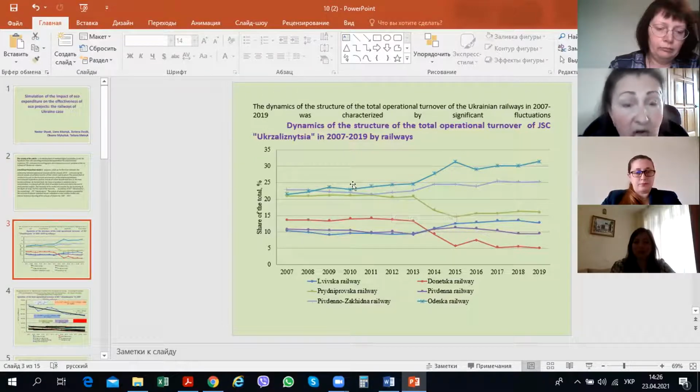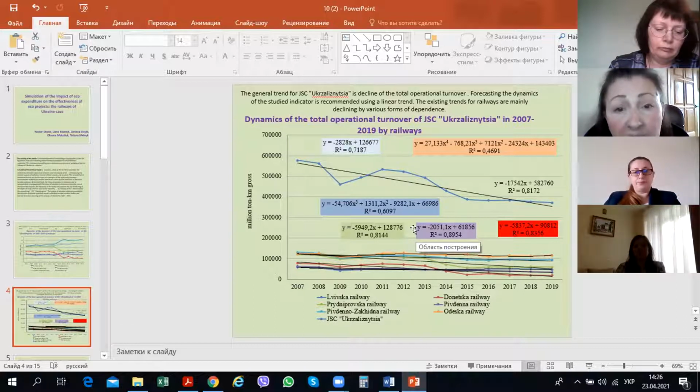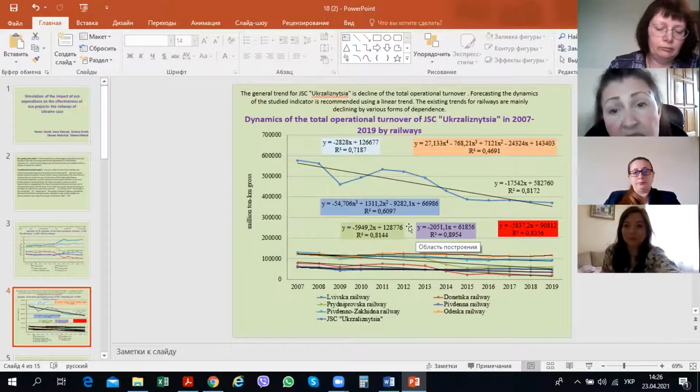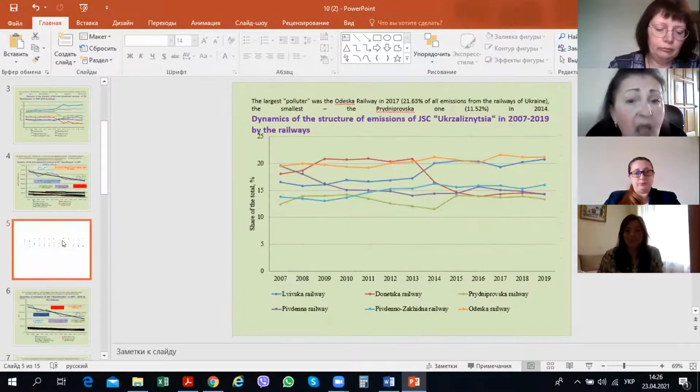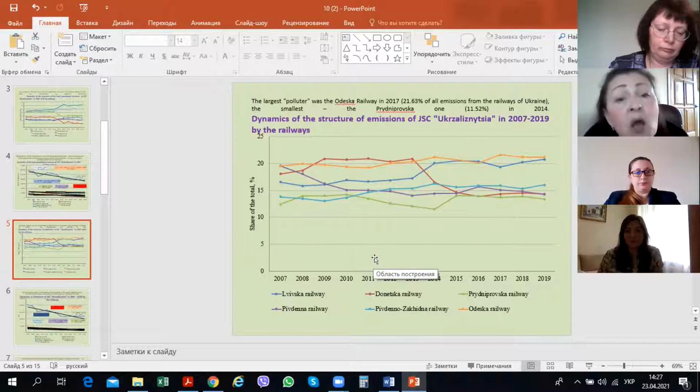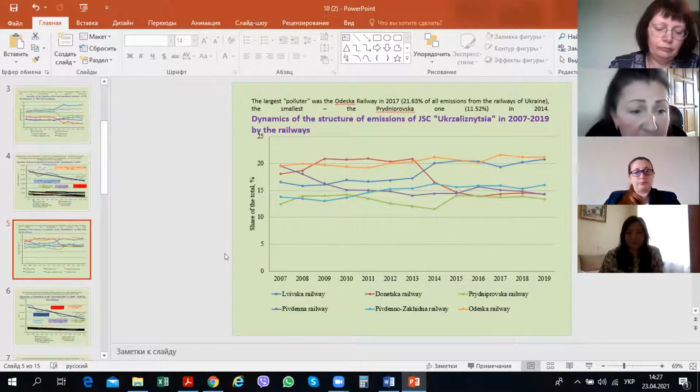The dynamics of the structure of the total operational turnover of the Ukrainian railways in 2007 to 2019 was characterized by significant fluctuations. The general trend for joint stock company Ukrzaliznytsia is a decline of the total operational turnover. Forecasting the dynamics of the studied indicator is recommended using a linear trend. The existing trends for railways are mainly declining, in various forms of dependence. The largest polluter was the Odessa railway in 2017, and the smallest, the Pridniprovska, in 2014.